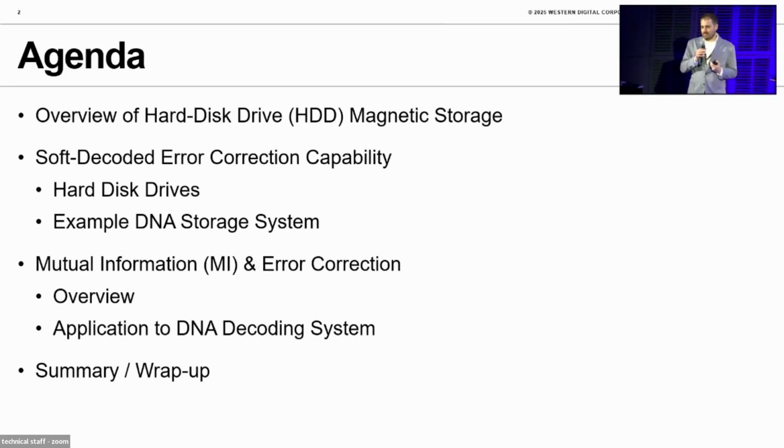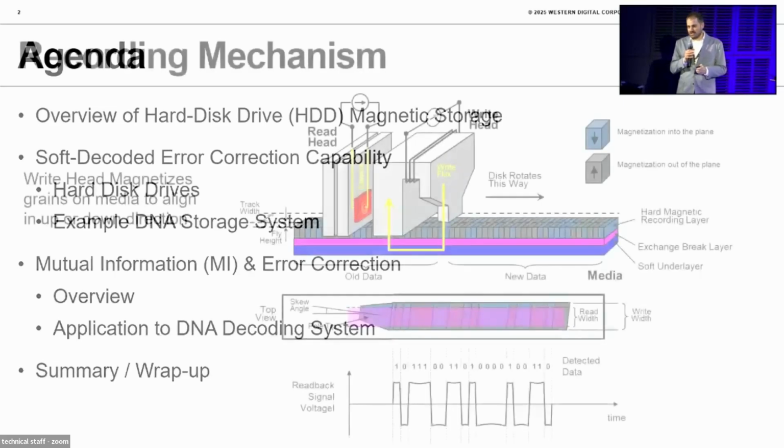One of the things that affects our soft decoding correction capability is where that decoding threshold is. So I'm going to go through how we would determine that through a concept called mutual information, provide a quick overview of it, show how we can apply it to the DNA decoding space, show its application to how you would determine the threshold, and then do a quick summary.